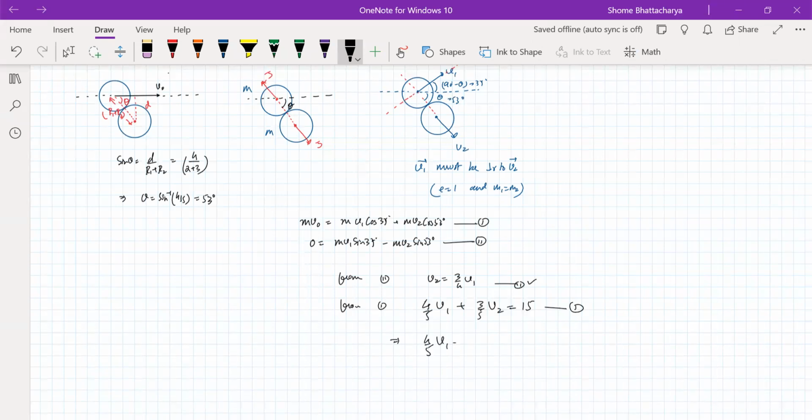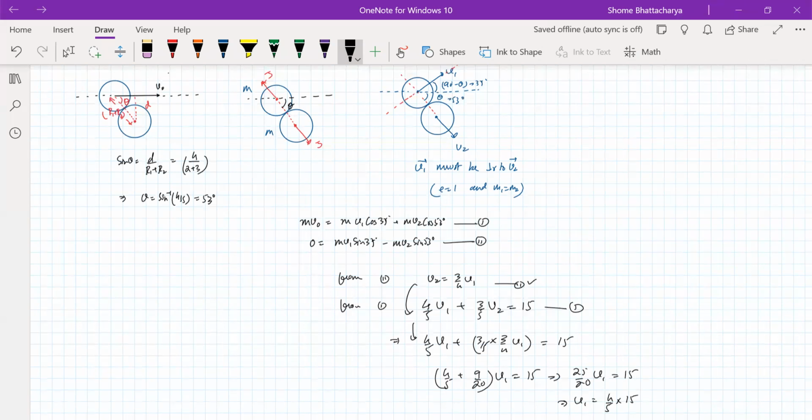So 4/5 V1 plus 3/5 into 3/4 V1 will be equal to 15. Okay, so we have 4/5 plus 9/20. So 25/20 V1 is equal to 15, or V1 becomes 4/5 into 15, which should be the case.